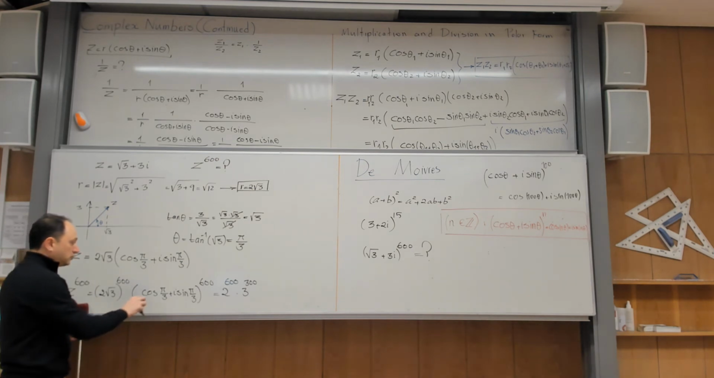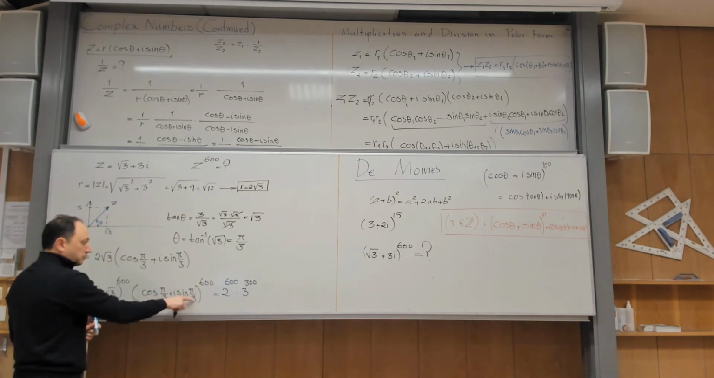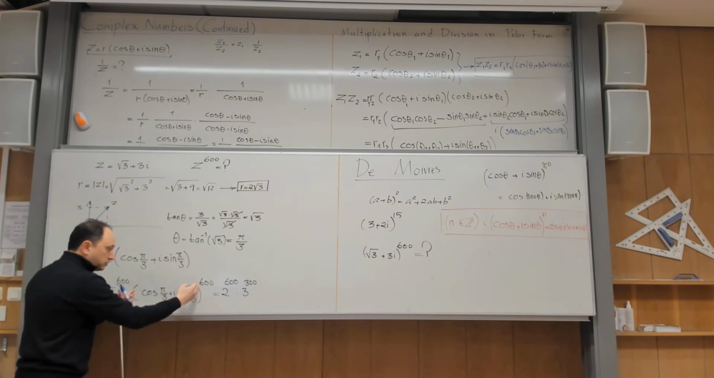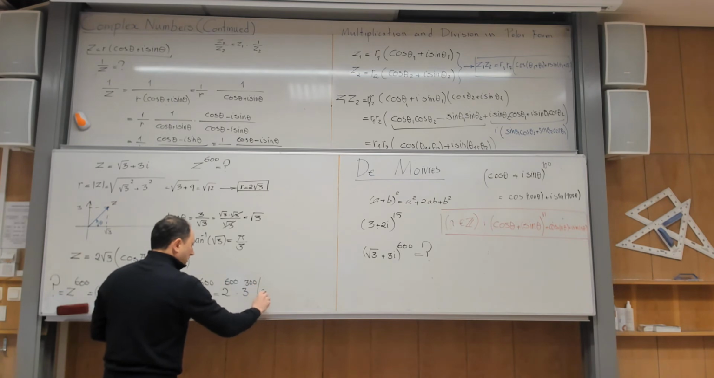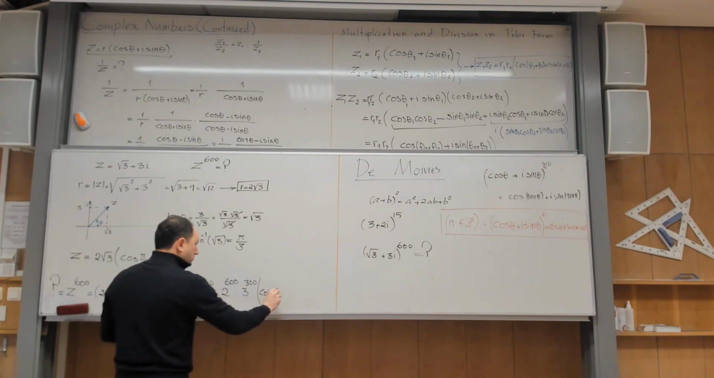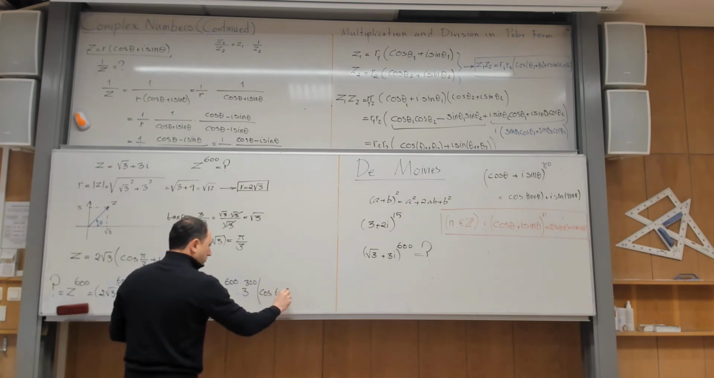So what I have to do, I have to multiply this number by the angle instead of multiplying it by itself 600 times. So what I have to do, it becomes cosine. Let me just be careful here. So I multiply the angle by 600.